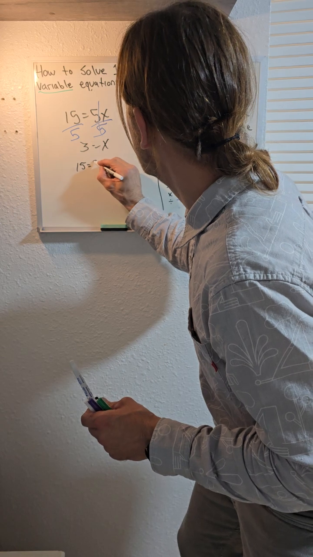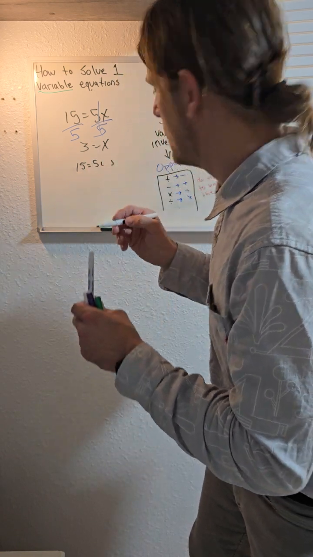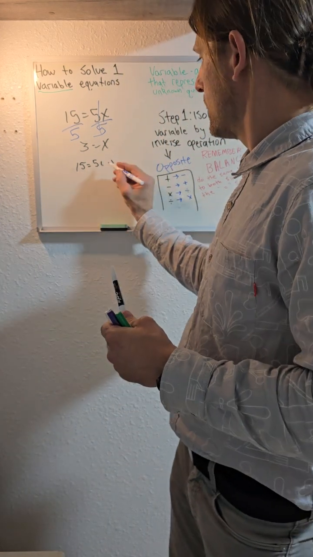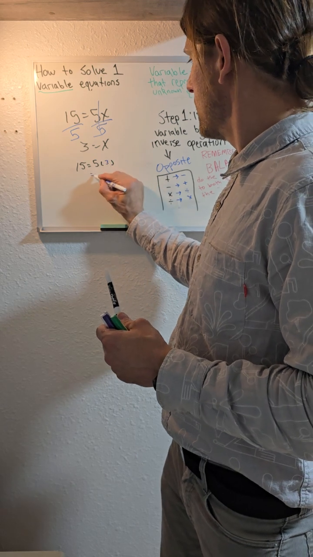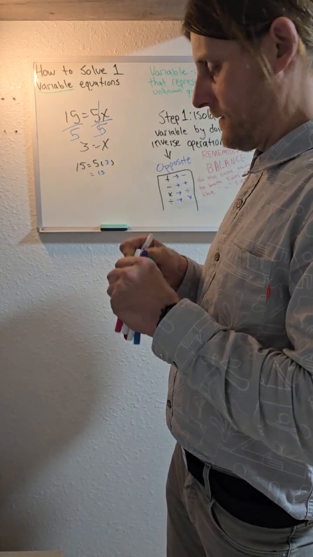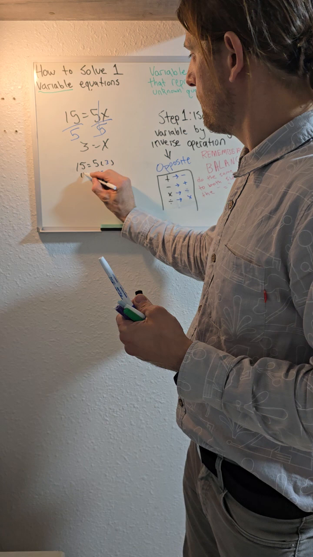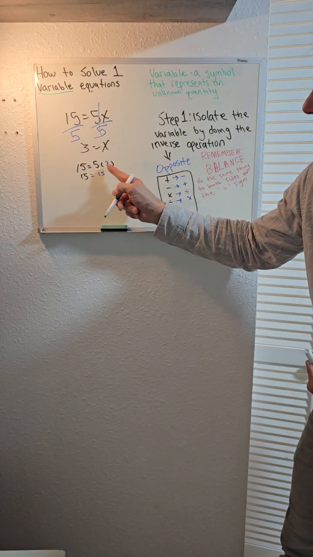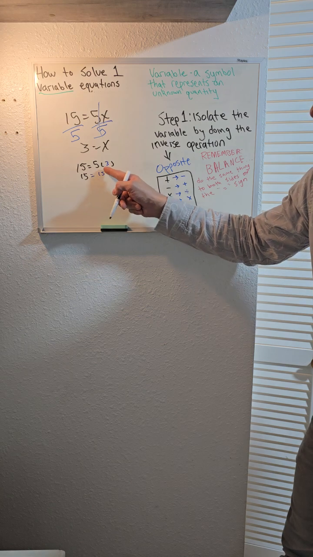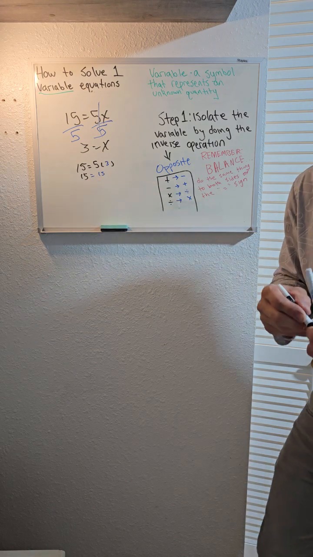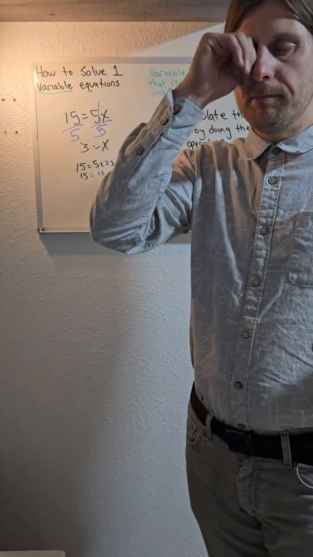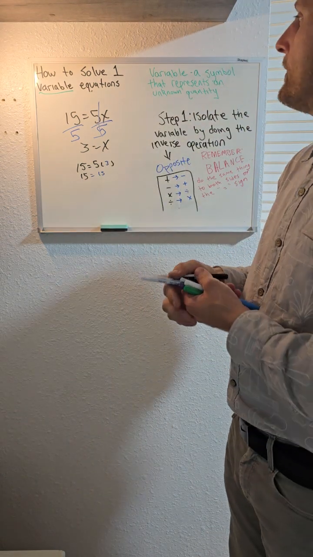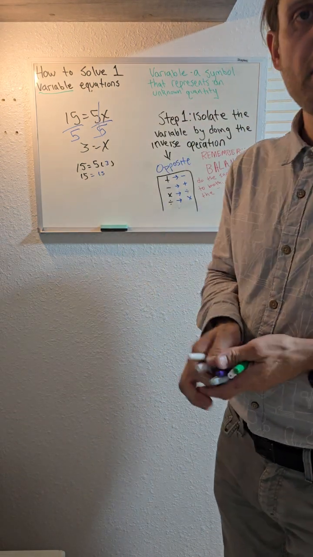15 equals 5 times 3. 5 times 3 is 15. 15 does equal 15. Okay, so we have learned how to solve one variable equations.